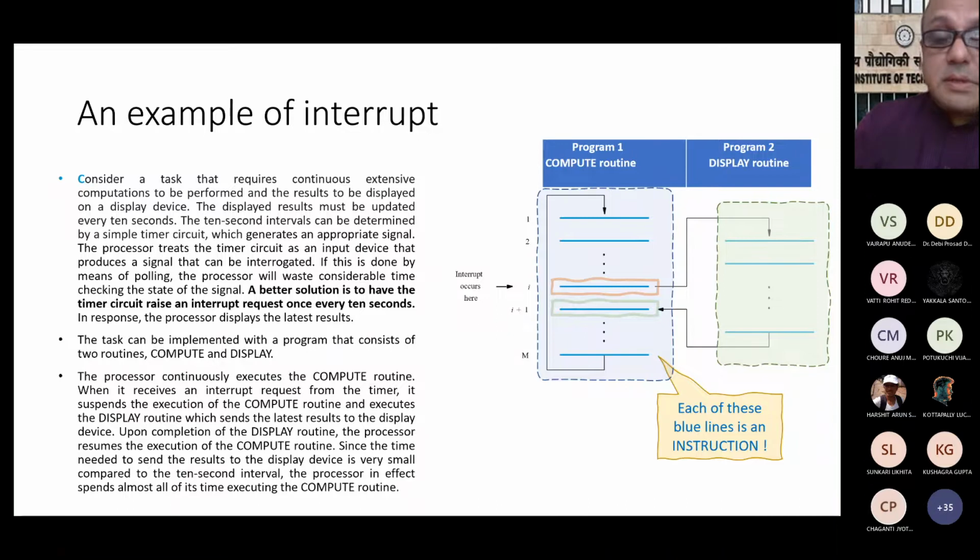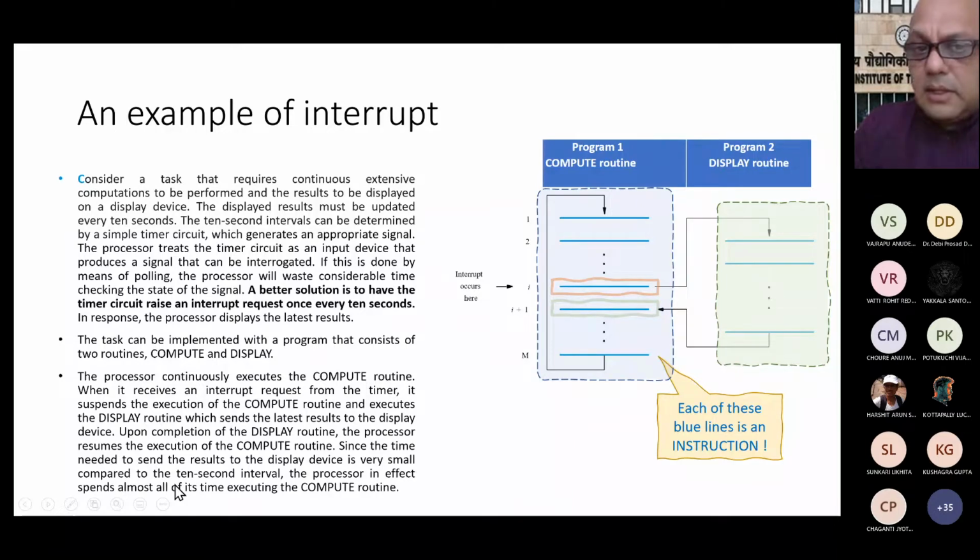But if it does have something to display, the CPU is going to say, ah, yes, thank you for reminding me. I have something to display. And then when it goes and displays it, it comes back with the character now getting displayed on the display and resumes where it started. So this is what your textbook is describing in your example. So the processor executes the compute routine when it receives an interrupt request from the timer, not from the display. It suspends the execution, executes the display routine, and then resumes.